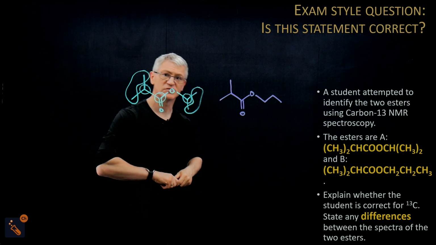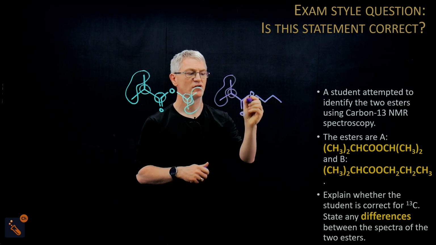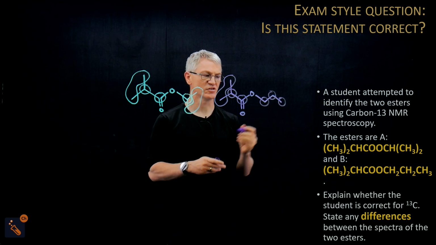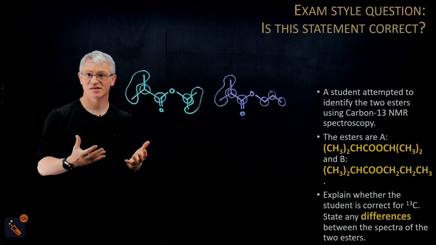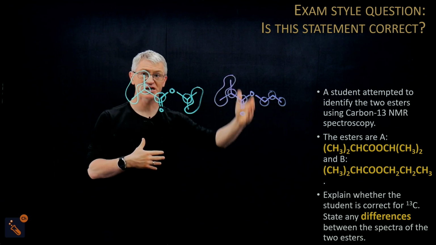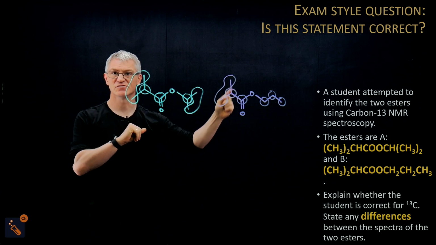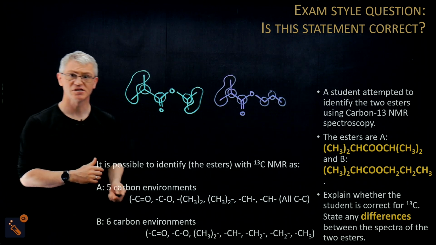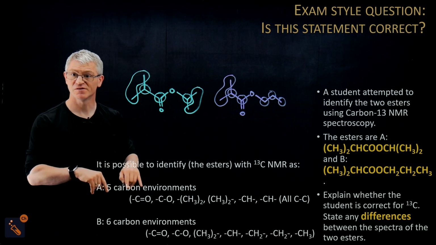Let's go to the next one. We've got the same environment here again. Hopefully you're seeing a theme. We've got 3 so far, 4, 5, 6. We can tell the difference because there's no symmetry in the middle of the molecule, so all of this is different. The only symmetry you have is at the end, these two groups at the end that are the same carbon environment.